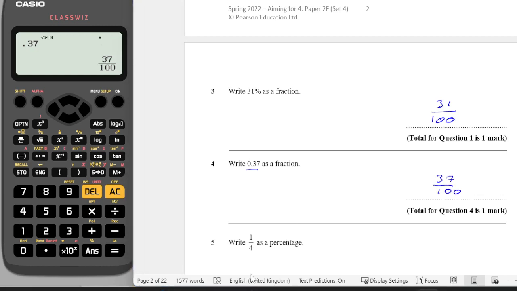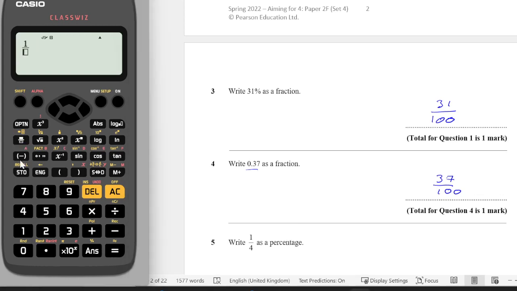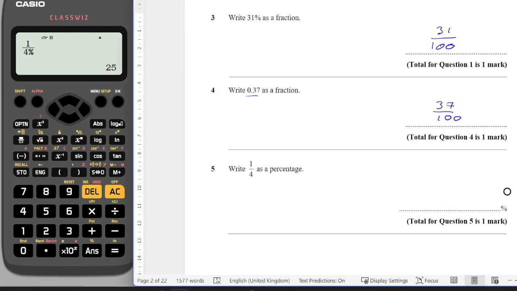And then question 4, write a quarter as a percentage. So I think that we can do this on our fraction button. If I put my fraction there, that should give me 25%. So you can use your calculator for that as well. So 25%. Alternatively, you can say 1 out of 4 is the same as 25 out of 100. But that calculator button can be useful.